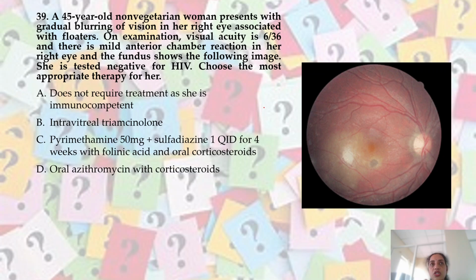So we have understood how they present and when you treat. So now the next question is, how do you treat it? A 45-year-old non-vegetarian woman presents with gradual progressive blurring of vision in her right eye associated with floaters. On examination, visual acuity is 6/36.